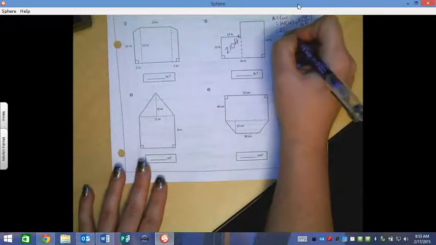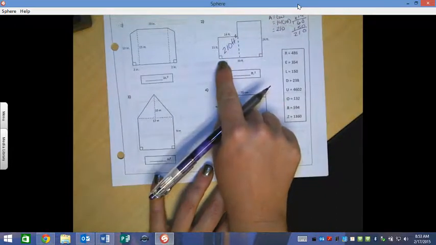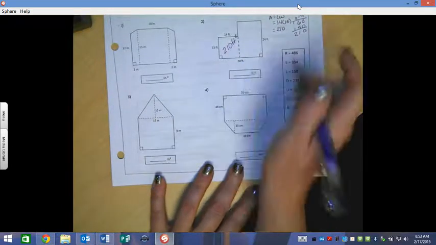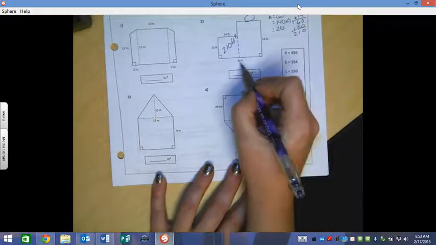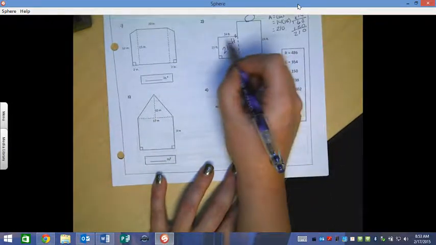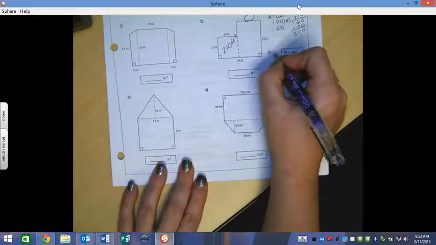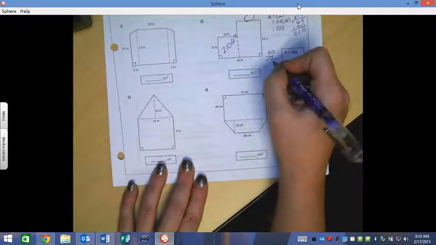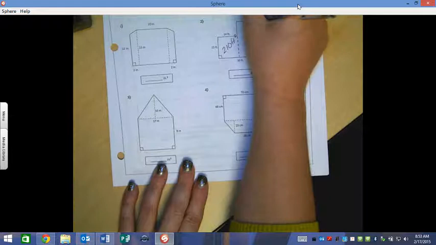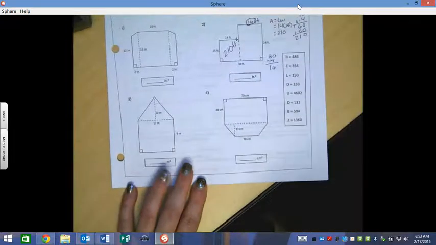So now we need to figure out the area of the bigger one. But notice we only have this entire length here. So we have to find this missing side. Well, we know if this one is 30 and this one is 14, this one is just going to be the difference. So if we do 30 minus 14, that's going to tell us how long this other side is. And it's going to be 16. So this side up here should be 16 feet.